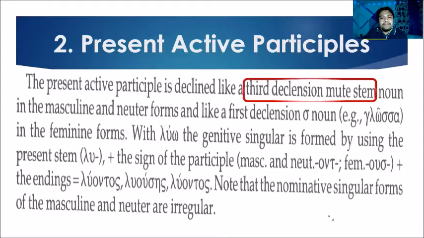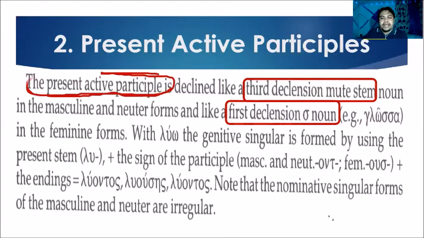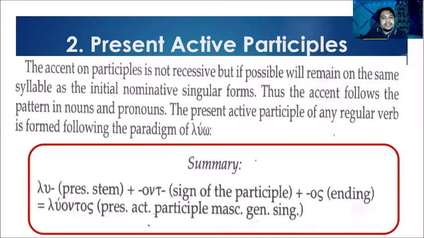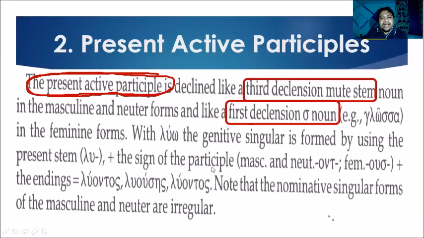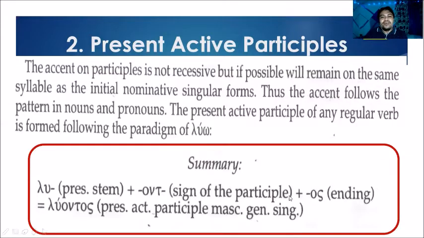With luo, the genitive singular is formed by using the present stem, lu, plus the sign of the participle, which for masculine and neuter is ont, for the feminine is ous, plus the endings, which are ontos, oushs, and ontos. Note the nominative singular forms of the masculine and neuter are irregular. Right? So let's proceed to the present active participles.